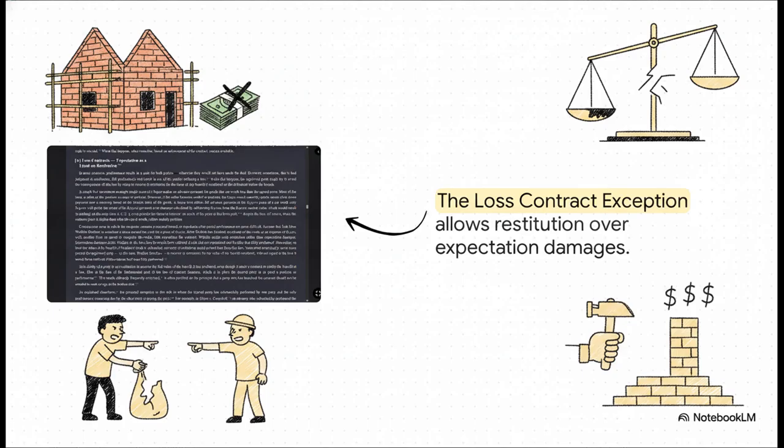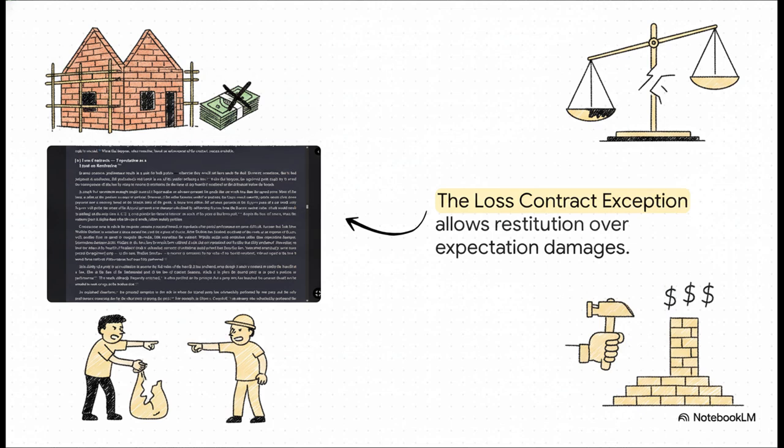Now let's explore a brilliantly wild concept, the loss contract exception. This is famously seen in the Algernon Blair case. Imagine a builder takes a job but realizes halfway through they completely underpriced it. If they finish, they're going to lose a ton of money. But suddenly, the person who hired them materially breaches the contract and wrongfully fires them.